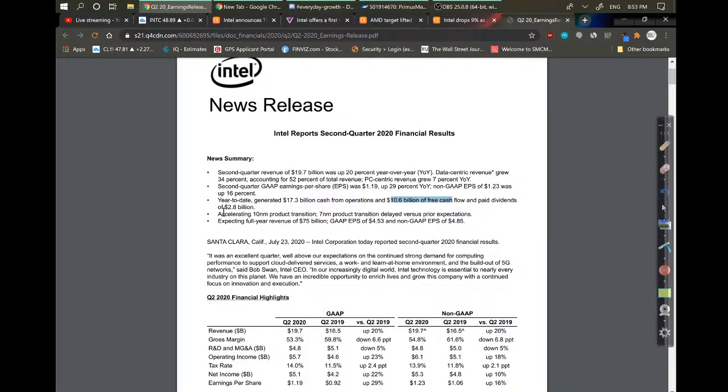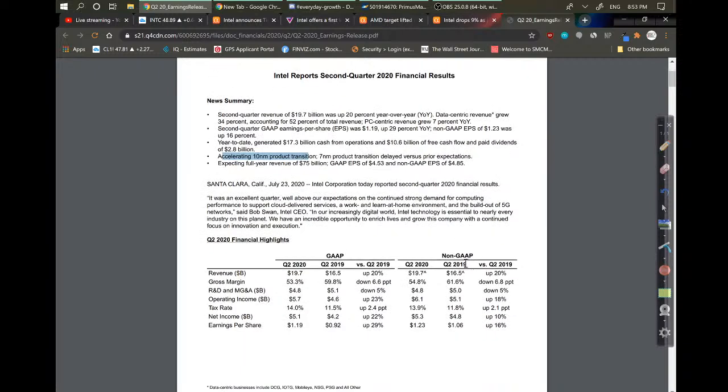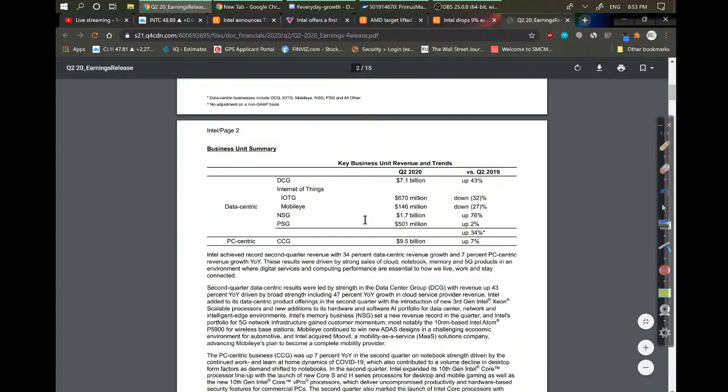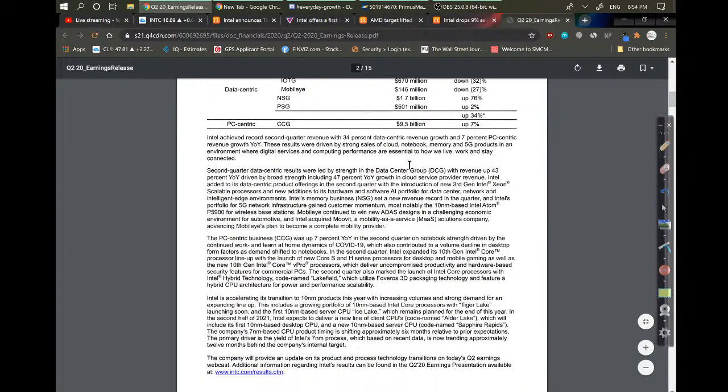Now, they're accelerating their 10 nanometer product transition, and their 7 nanometer product transition is delayed versus prior expectations. There was apparently some engineering default, and then they kicked their head of engineering out. That's what I was reading. So that's kind of what happened. We'll go through this later, actually on Wednesday. Look at this here. These are the revenues and how they fared for the quarter. Still a solid quarter for Intel here.